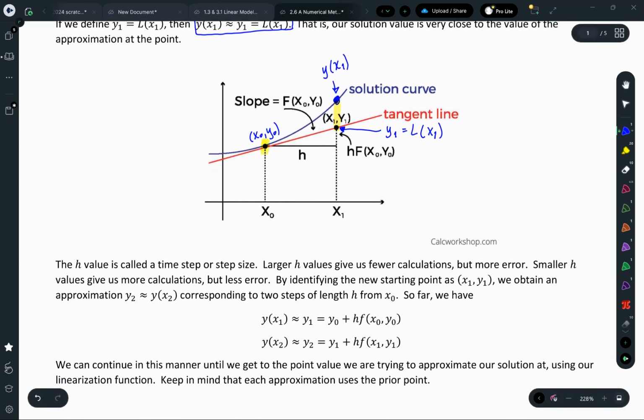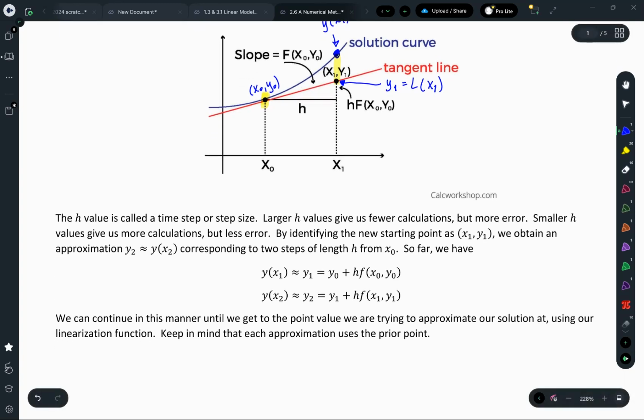All right, so that h value that I brought up before, it's called a time step or a step size. You'll hear both words to describe it. If h is larger, then we will have fewer calculations, but we'll also get more error because we're taking bigger steps away from the original point that was actually on the solution curve. If we have smaller h values, right, so our x values are very, very, very close to each other, we'll get less error, but we will have a lot more calculations to do.